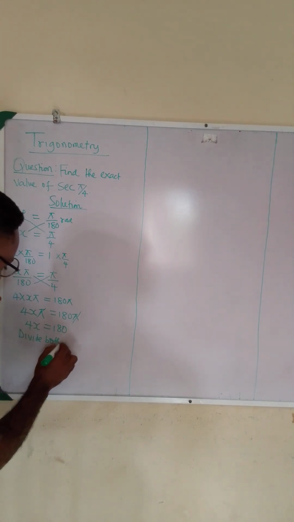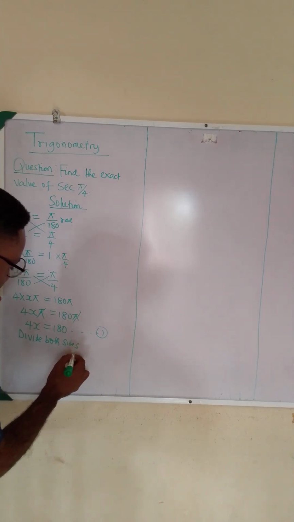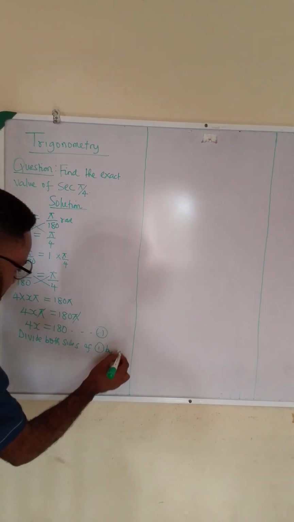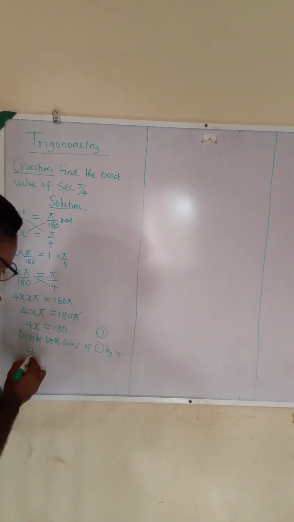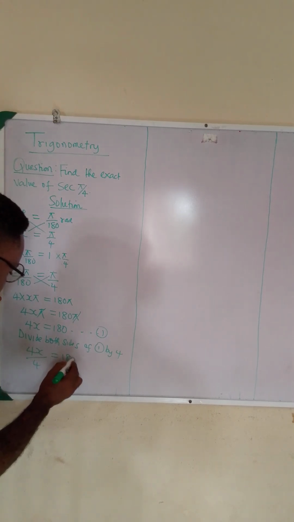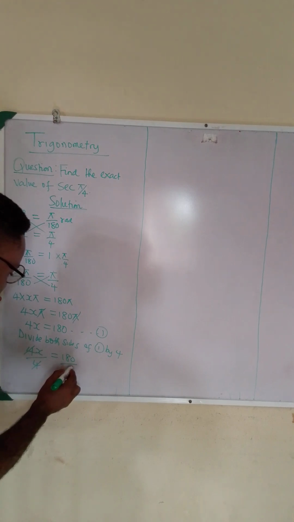And because we are looking for the value of x, we now divide both sides. You can call this equation 1. Divide both sides of equation 1 by 4. So when we do that, we have 4x all over 4 equal to 180 all over 4.